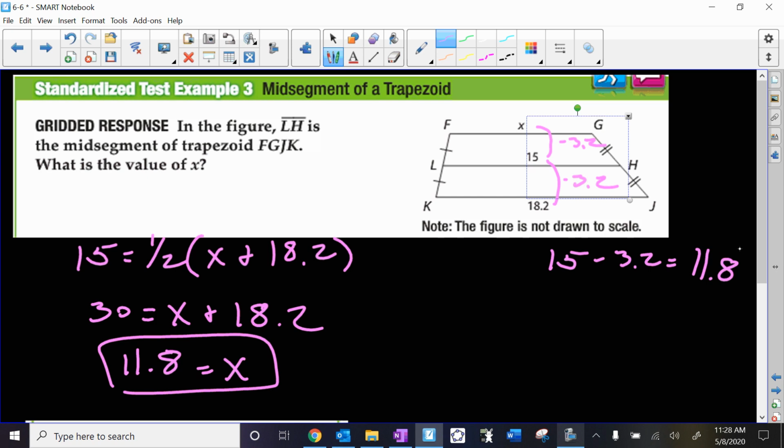But in the background, you're knowing that the distance between one base to your midsegment should be the same between one midsegment to the other base. So I don't care which way you think of this, whichever way makes the most sense to you.